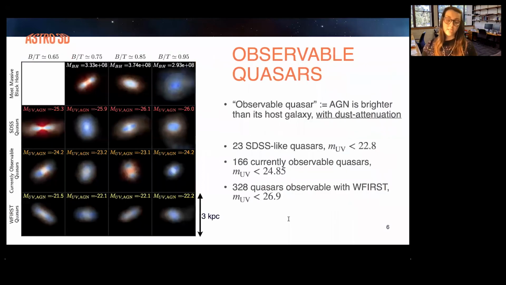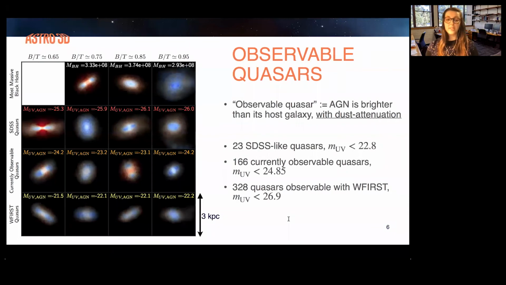So in terms of making predictions for what we should see with observations, I now define some observable quasar samples. So here I now can consider the effects of dust attenuation. I define an observable quasar to be one where the AGN is brighter than the host, including the effects of dust attenuation on both the AGN and the host, which is modeled by the simulation. And I define three samples. So we've got SDSS-like quasars, quasars that are currently observable to current observational limits, and quasars that we expect should be observable with WFIRST.